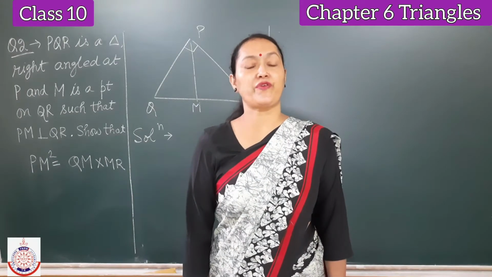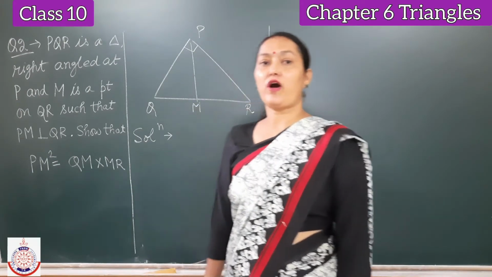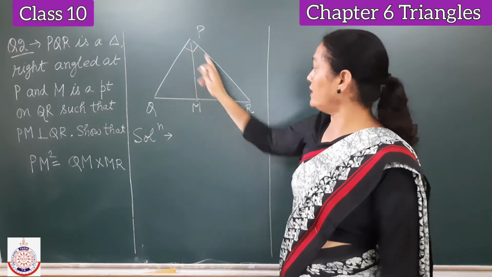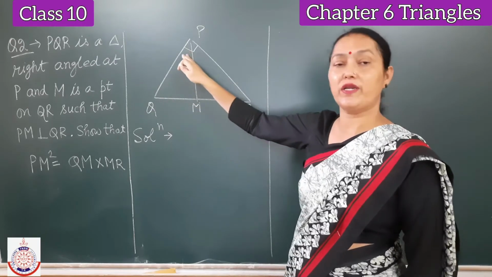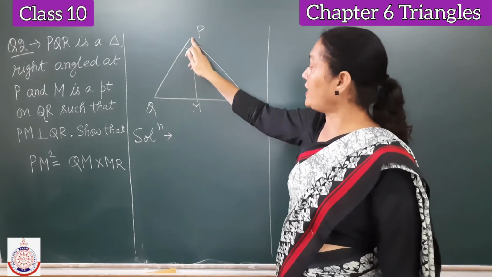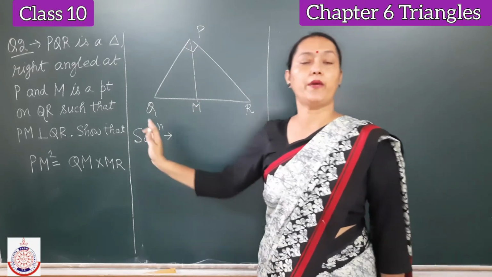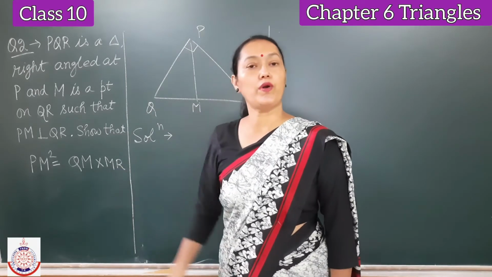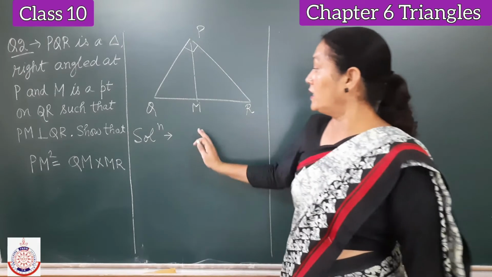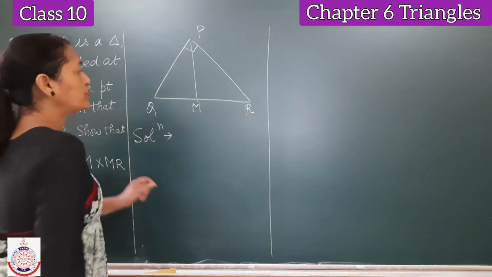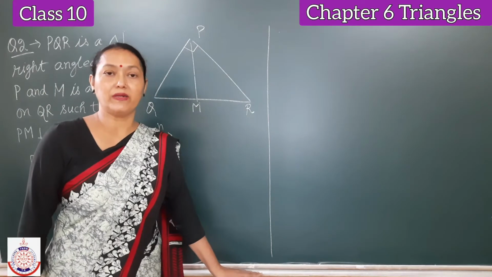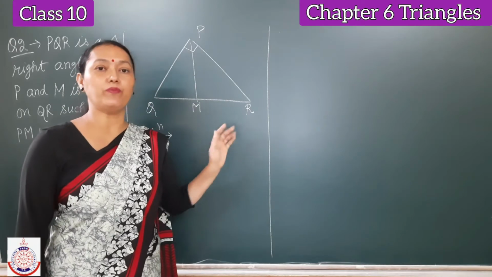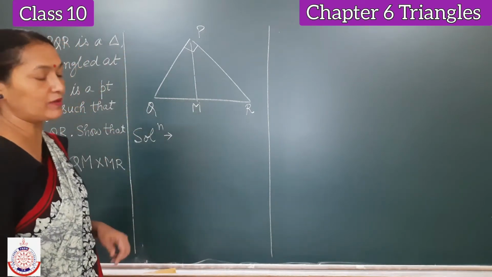Let us do some questions of exercise 6.5. First of all, I've taken question number 2 of the exercise. Here they have given us a triangle PQR which is right angled at point P, and from point P, a perpendicular PM is drawn on the hypotenuse QR. We have to show that PM square is equal to QM into MR. You can use theorem 6.7 also, but in that case you will have to write the full statement of the theorem, or you can straightway prove the similarity like I am doing with the similarity concept.